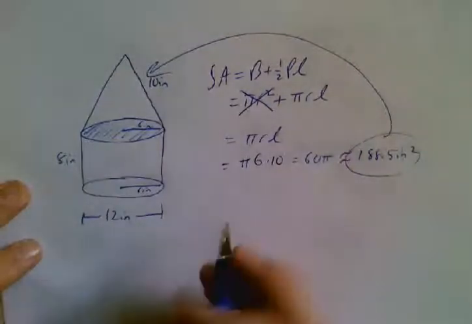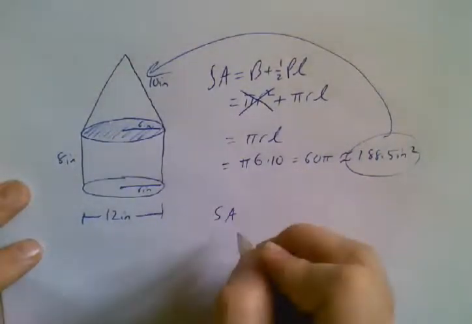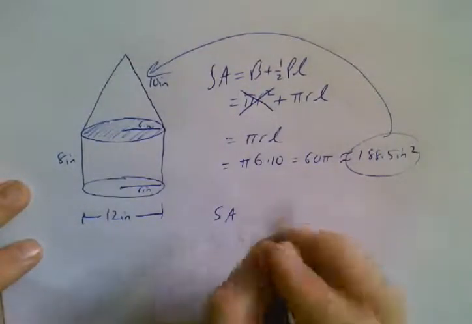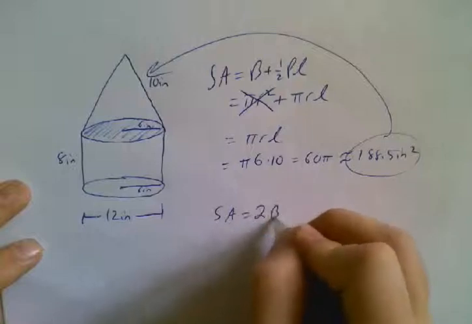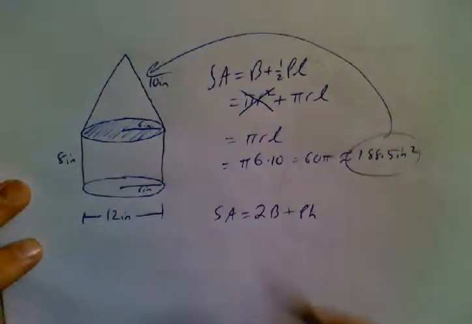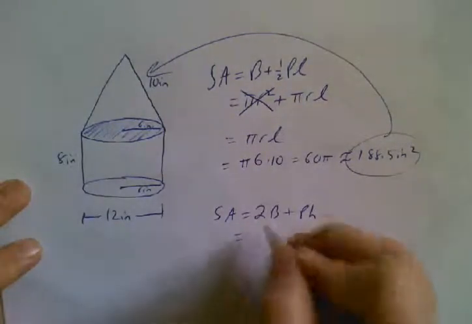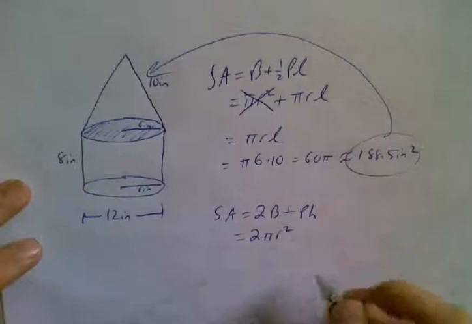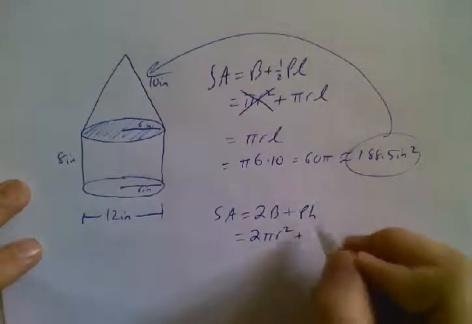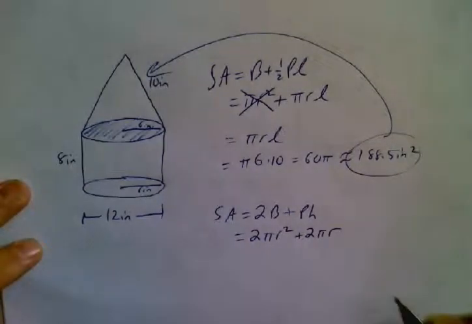Now I need to do the cylinder. Well, the cylinder from the section we were doing, we remembered is 2B plus Ph. But since it's a cylinder, we know big B is a circle. So that's 2 pi r squared. The perimeter of the circle is really the circumference in disguise. That's 2 pi r times the height of the cylinder.